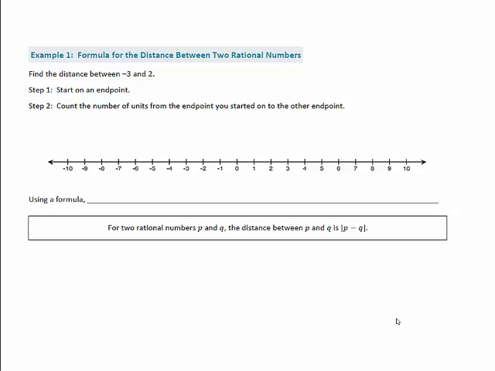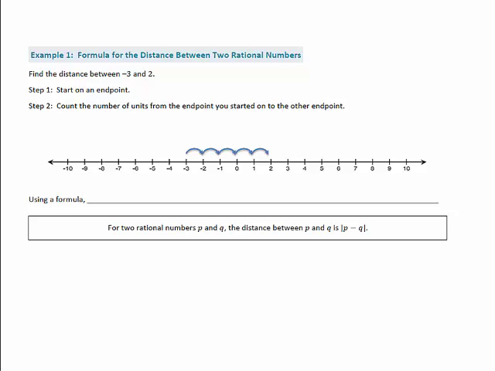In example 1, we're going to find the distance between -3 and 2. If we look on a number line, we can see that here's -3, and we're going to count the number of units from -3 to 2. It's 1, 2, 3, 4, 5. It's 5 units. Now, this works when the numbers are close together on a number line and you can picture it. But how can we find the distance between two numbers that are really far away?